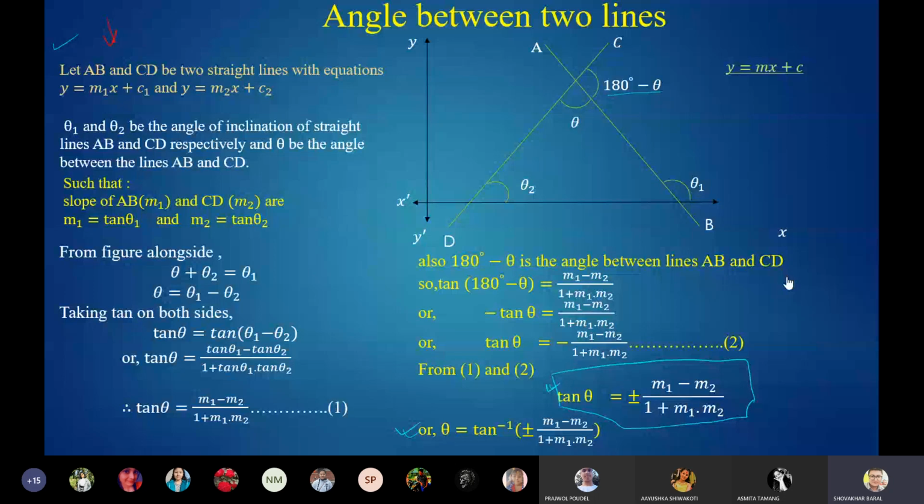Okay, tan theta equals plus minus m1 minus m2 by 1 plus m1 into m2.